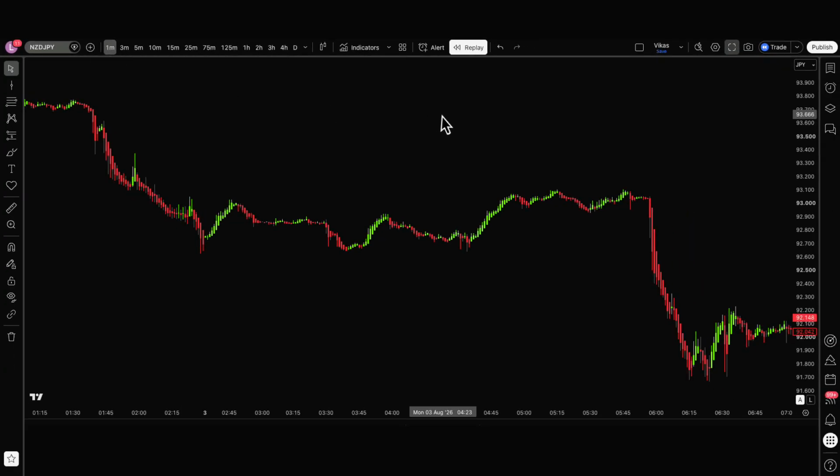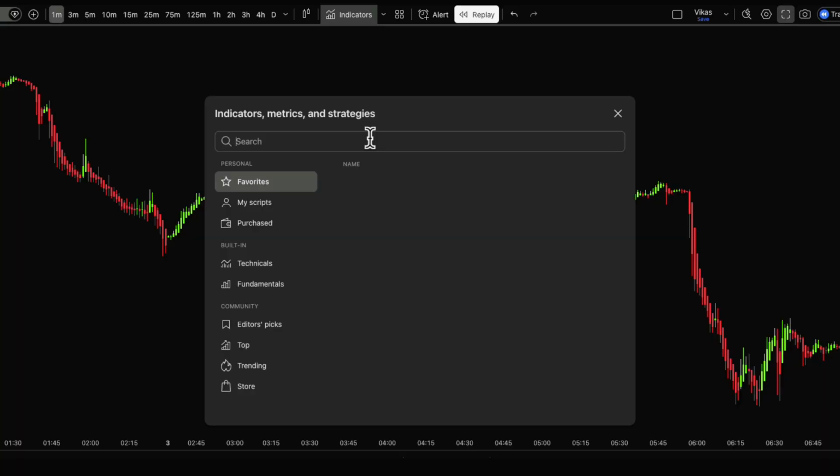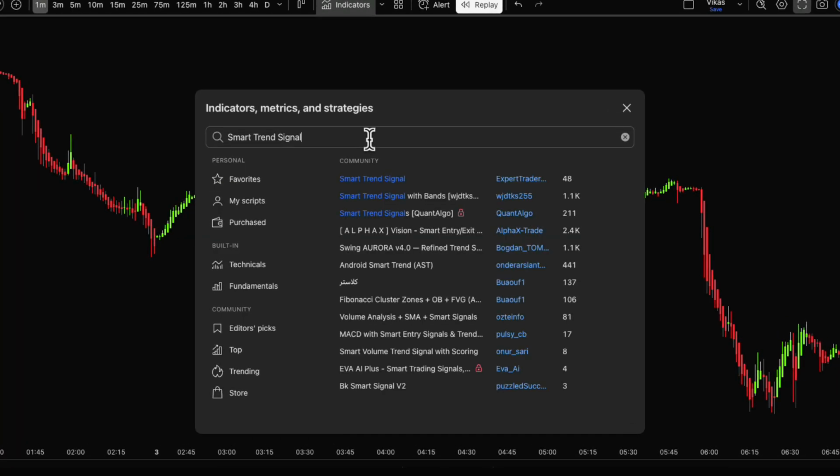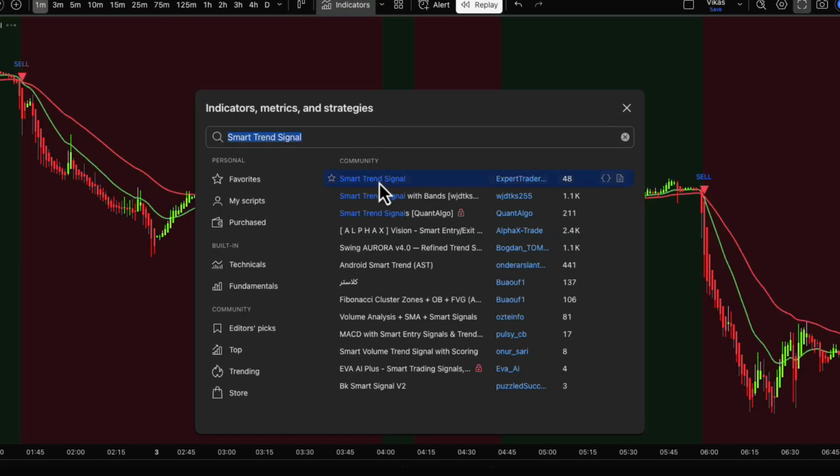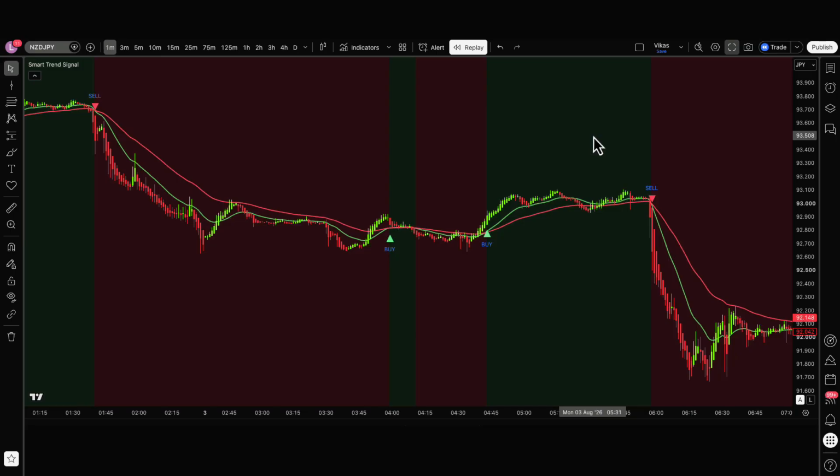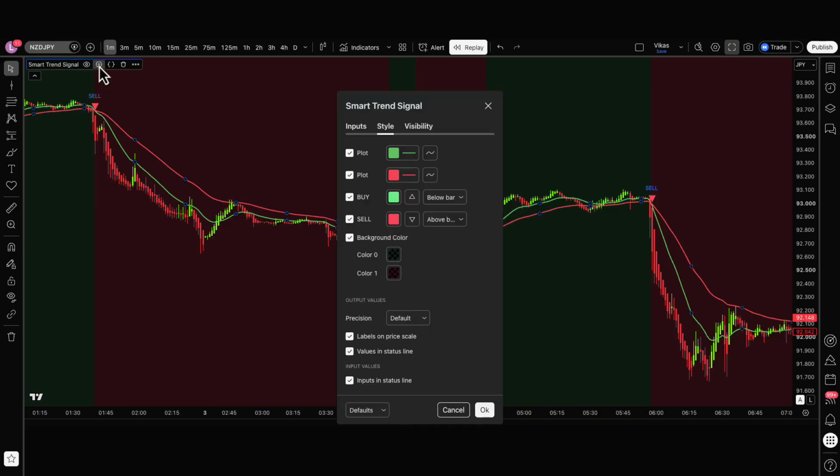Next, you'll want to find those magic indicators. Head over to the Indicators tab and search for the Smart Trend signal. Select the indicator made by Expert Trader and add it to the chart. Now the indicator settings change for perfect signals.